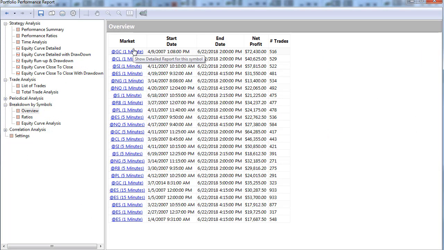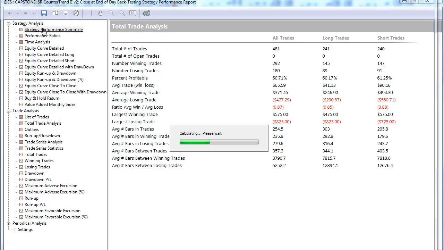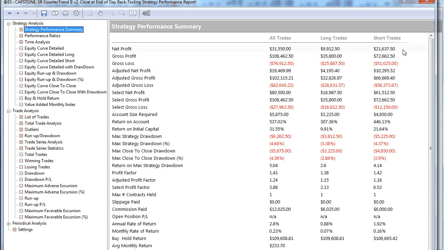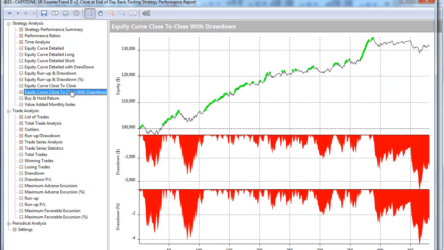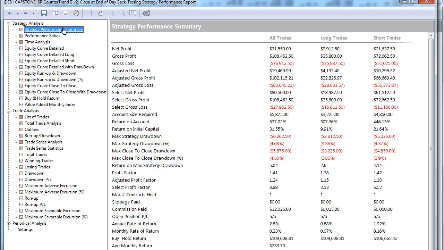So I'm going to be going through these. All these first set of performance summaries will be SR counter trend 2 V2 1 minute. And so now let's look at E-mini S&P, and let's start with the strategy analysis. These are the main things I look at as a strategy analysis. You see the long trades, the short trades. You can see the drawdown for the individual system, 58.75. Here is the equity curve, and here is the total trade analysis. So you can see the total trade analysis, the average trade profit, much better on the short side.